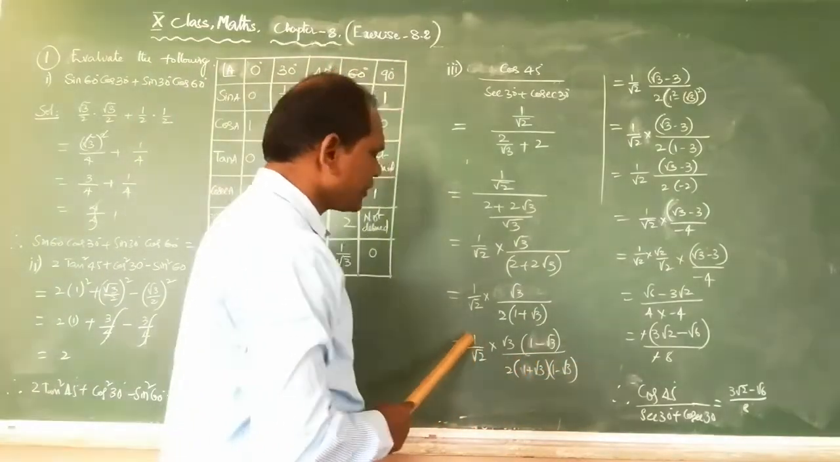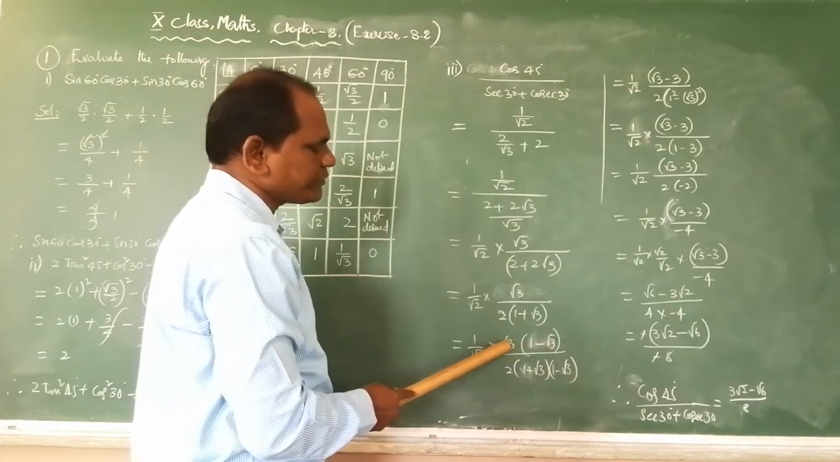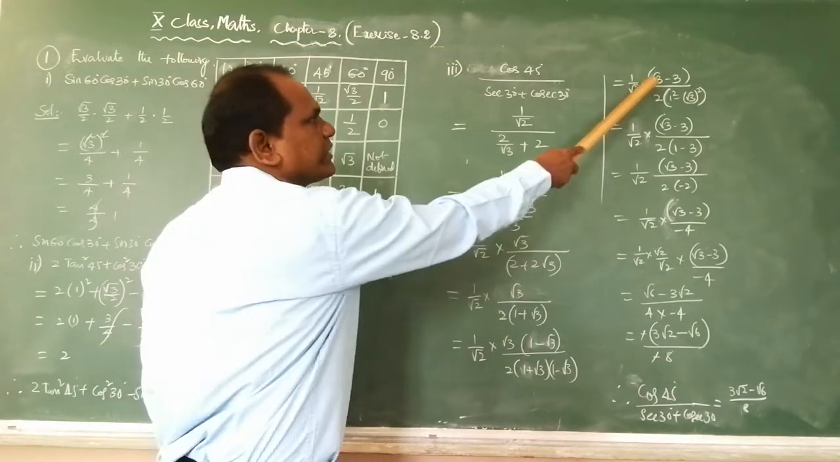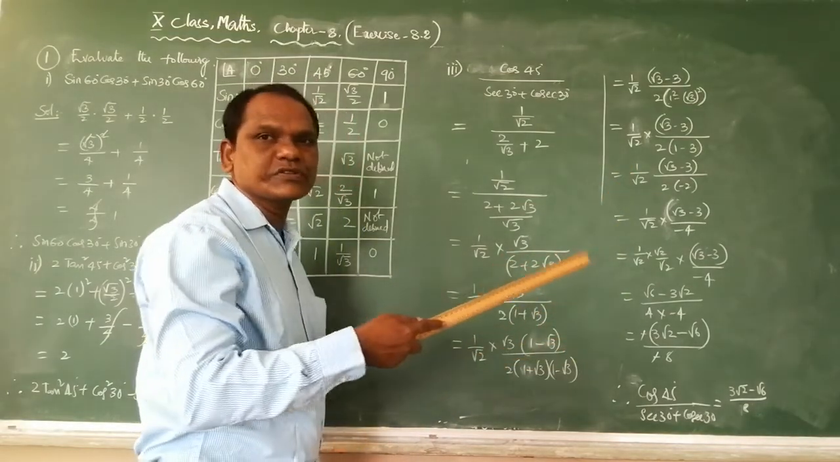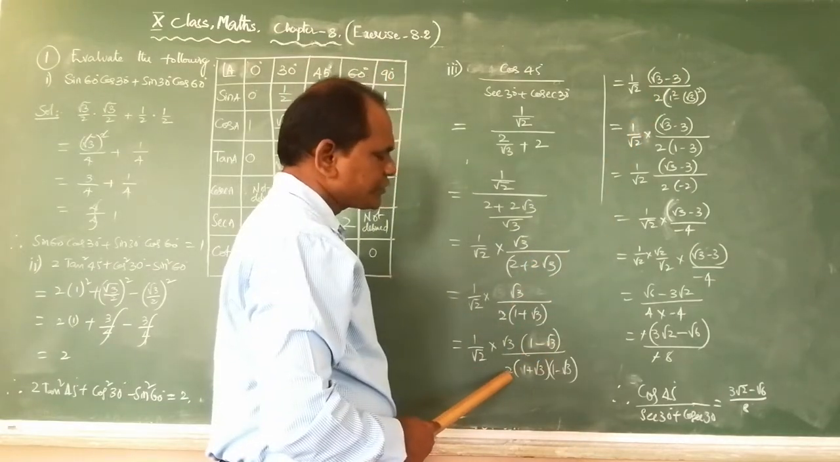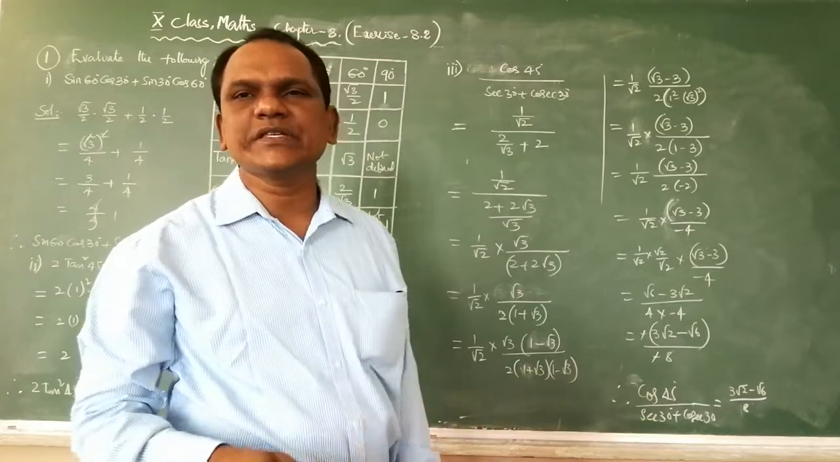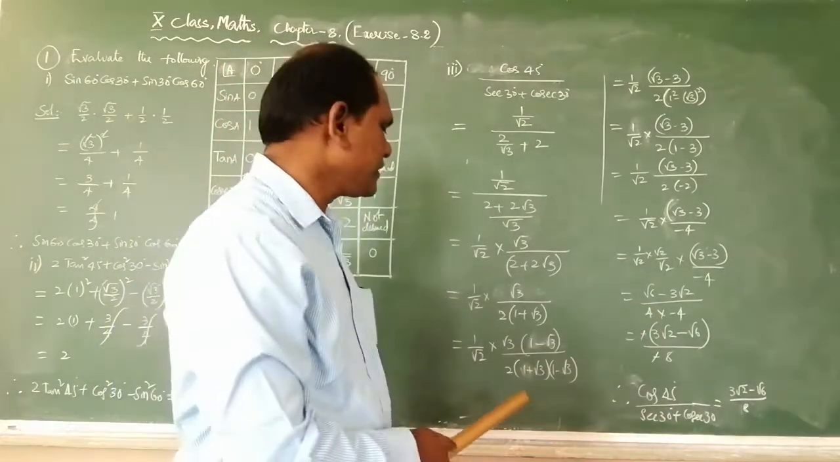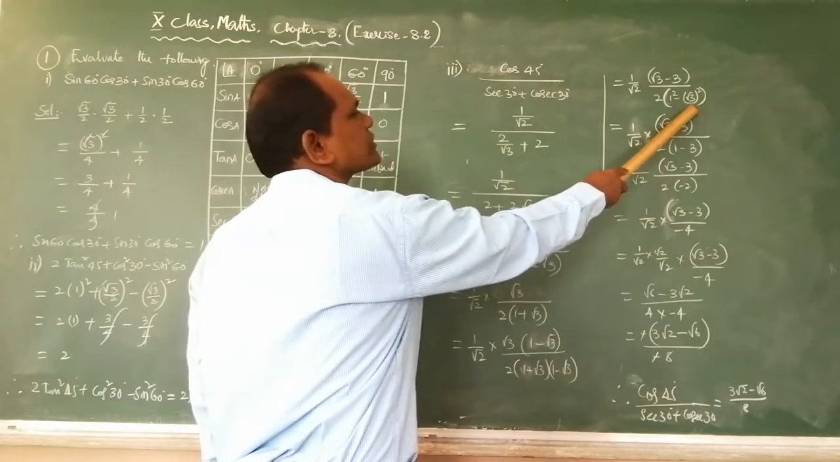When we come here, 1 by root 2 into root 3 into 1 minus root 3, you have to multiply root 3 into 1. Root 3 into root 3 means 3, that is root 3 whole square. The square root can cancel. 3 by 2 into a plus b into a minus b. The formula for a plus b into a minus b is a square minus b square. A square means 1 square, minus b square means root 3 whole square.